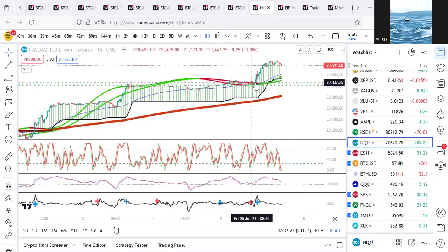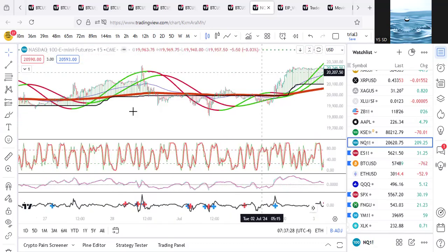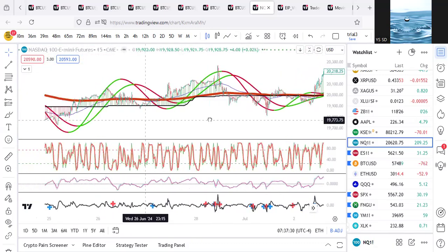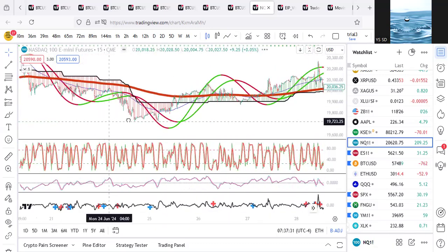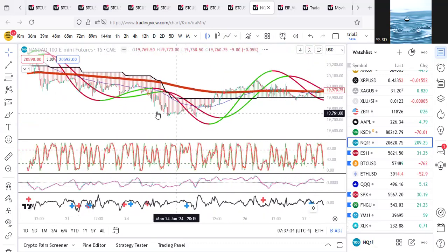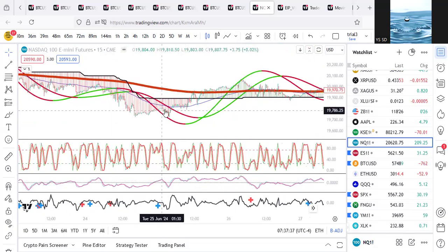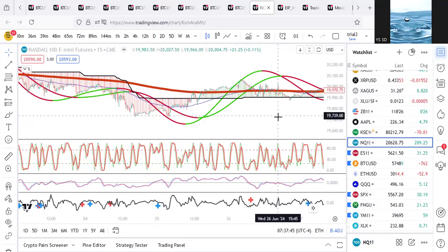And on Friday, we had a breakout of this cycle, so it was a buy. This is how you can use the cycle. This was a downside, but when it was being scooped up and the price started going above the moving average, you could have taken a long till here.